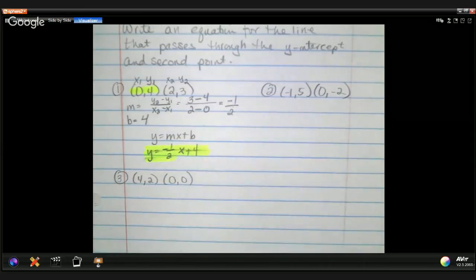So you have to find your b, and you have to find your slope. And remember, use your slope formula. So what I'd like you to do is try the next 2. And when you think you have it, press play so that you can check to see how you did.